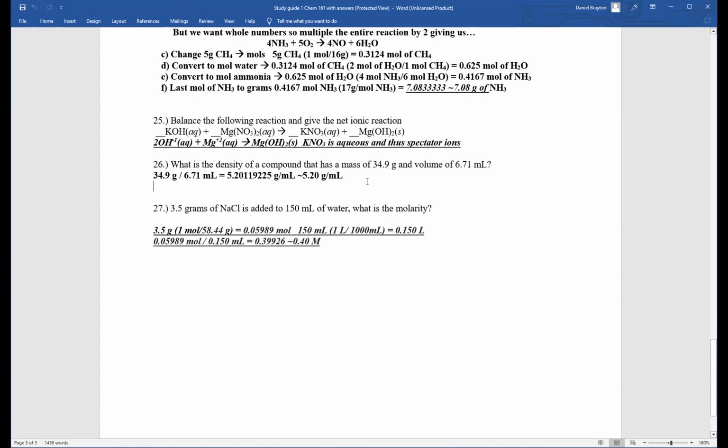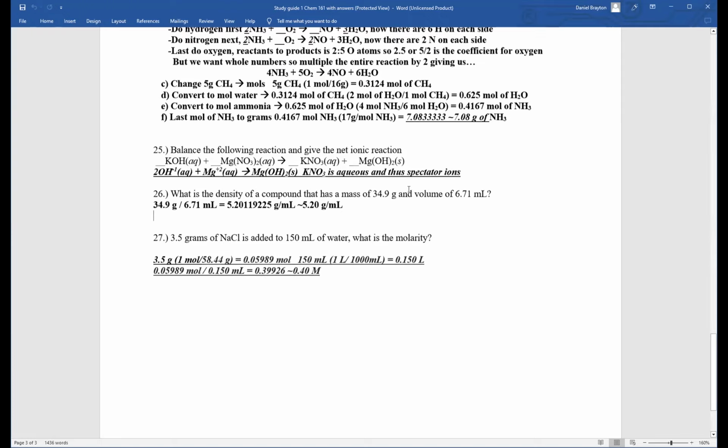Pretty sure there's a density one, maybe there's 2, which is what 26 is. What's the density of a compound that has a mass of 34.9 grams and a volume of 6.71? This is pretty easy. So this is a good example of a problem that would be on the test that I would expect you could do in 30 seconds to a minute.